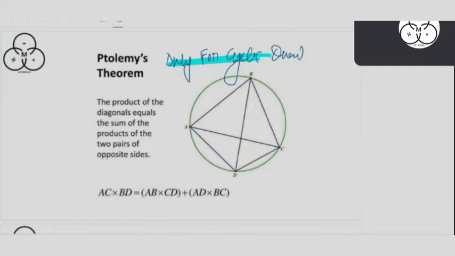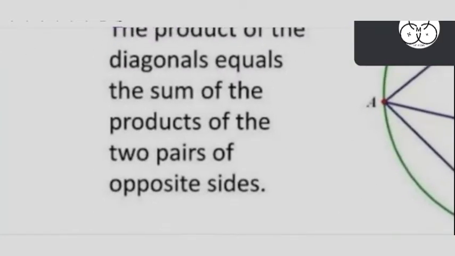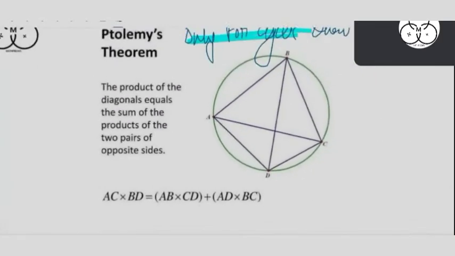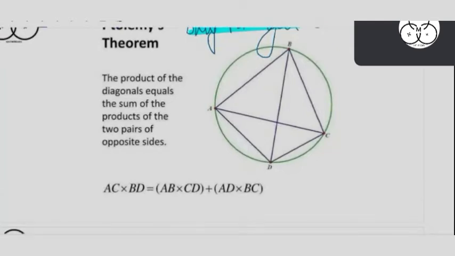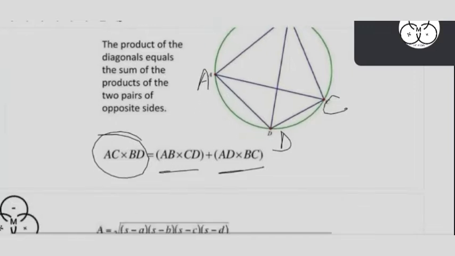According to the theorem, the product of the diagonals equals the sum of the products of the 2 pairs of opposite sides. In the given figure, this is A, this is B, this is C, this is D. We can see that AC into BD equals AB into CD plus AD into BC. This is Ptolemy's theorem. We'll solve 2 questions from Ptolemy's theorem.